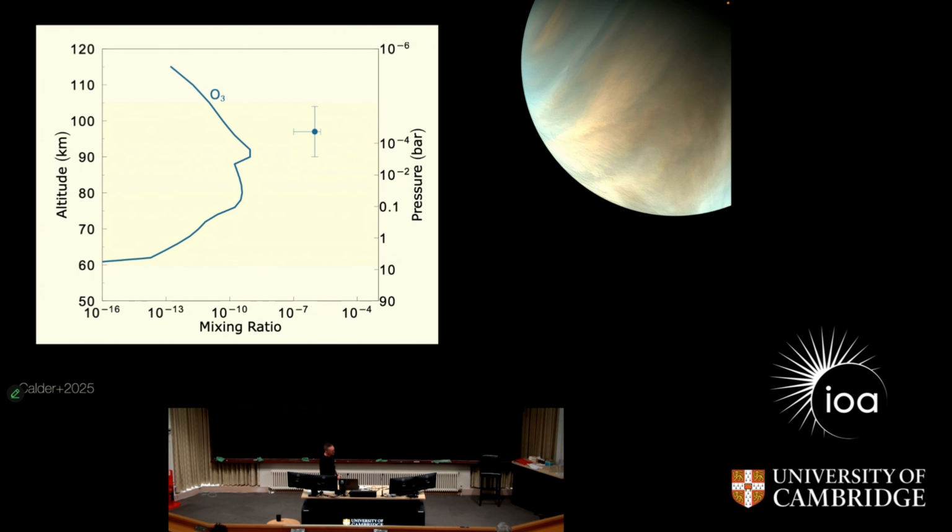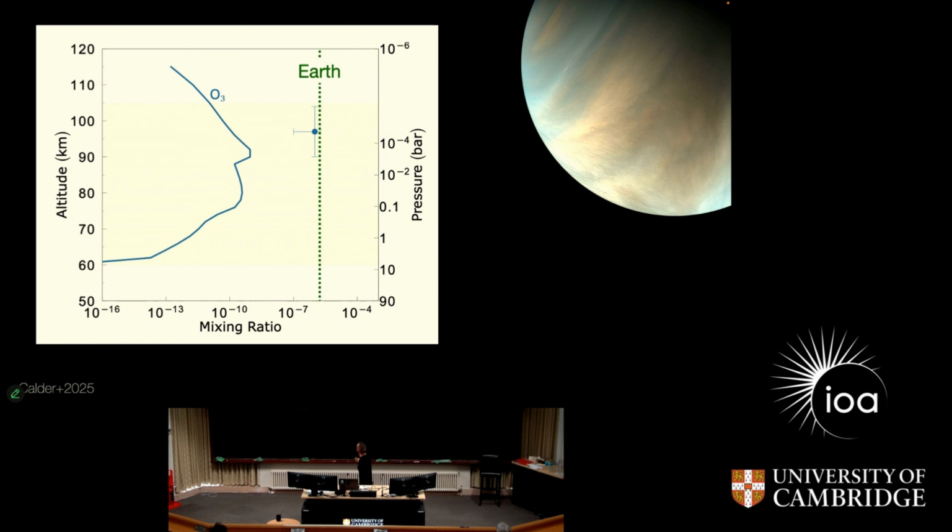So Venus presents a number of mysteries, and one of which is the mixing ratio, the abundance of ozone in its night side atmosphere. So this measurement here is the abundance of ozone in the night side atmosphere of Venus, which is about ppm level ozone. This blue line is a model of Venus's atmosphere, and tells you what you expect the ozone abundance to be in Venus's atmosphere, which is orders of magnitude lower than what's actually observed.